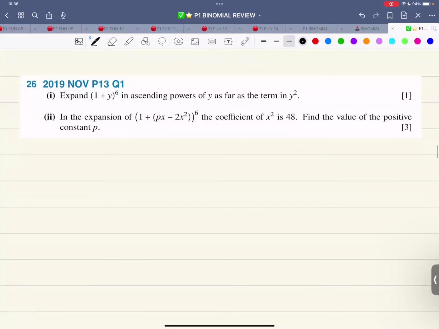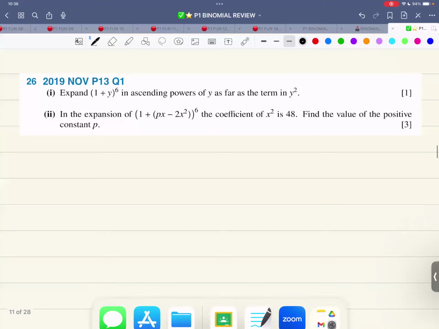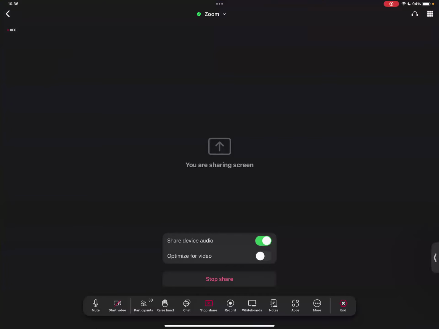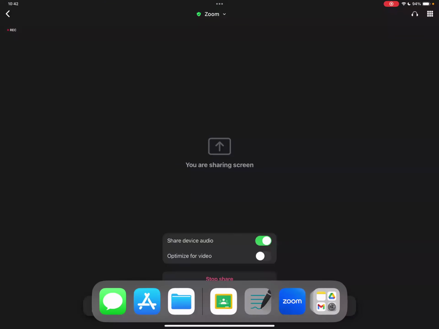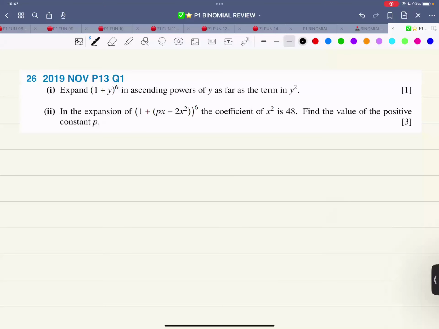Now, slightly different question. I would like you people to try it out first. Let me pause the recording. So now let's look at this question. It says the first part, expand in ascending powers of y as far as the term in y square. That means the first 3 terms. Only 1 mark. That's very less.